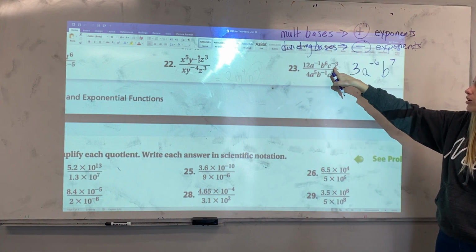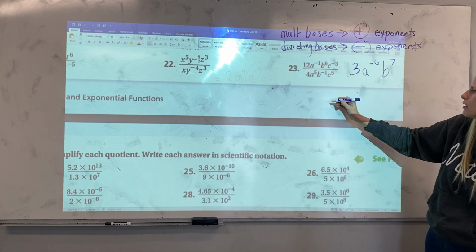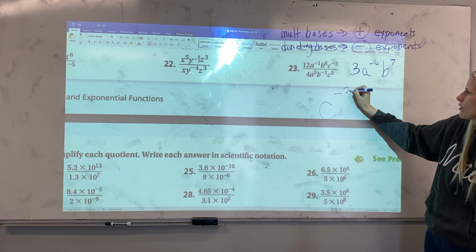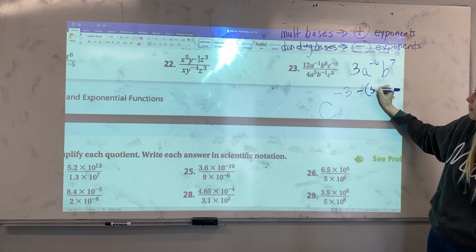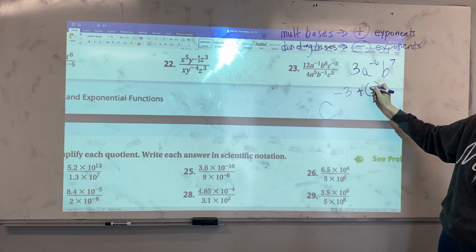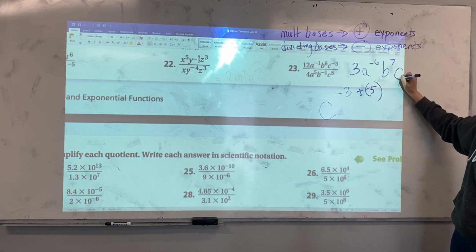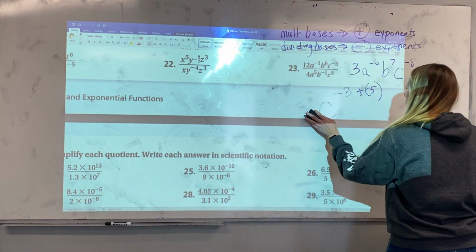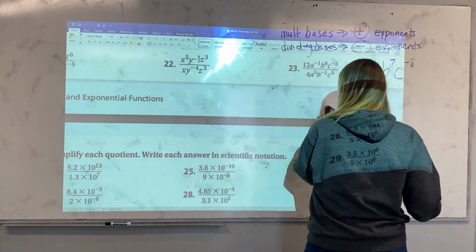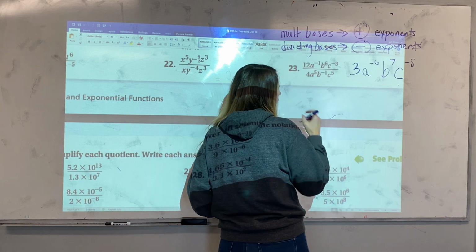C to the -3rd over c to the 5th. C to the -3rd minus 5. Kill the cockroach, change the sign, and that's c to the -8. Are we done? No. What do we do? Yep. Now could the 3 stay?